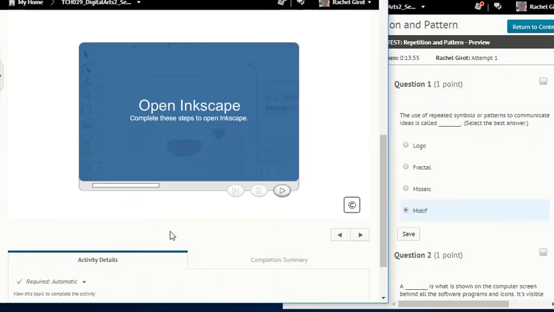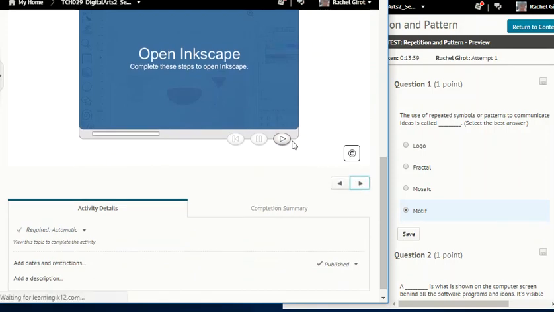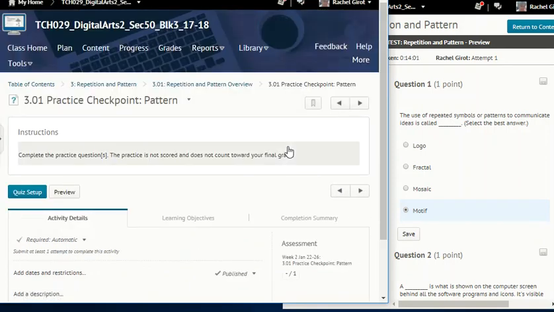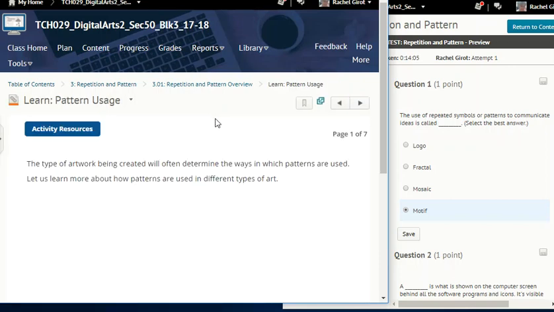Click Save. Complete these steps to open Inkscape. I think we all know how to do that. We're going to skip that. So I think you can do that one on your own.